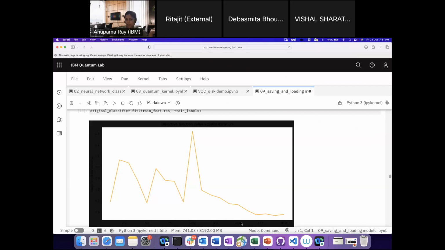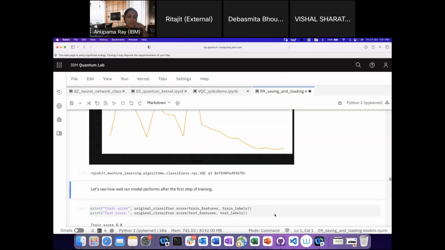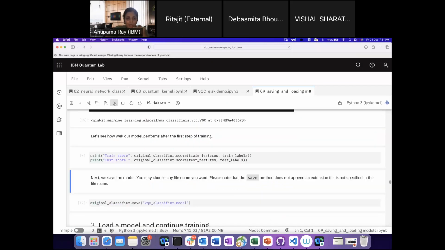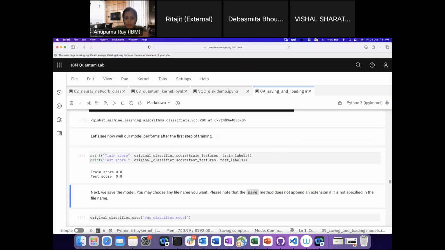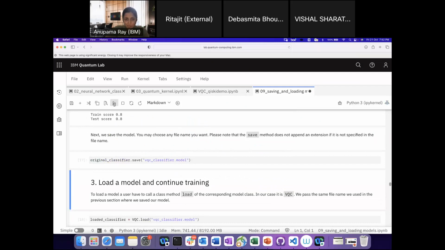So from here to here, you have come down, right, in terms of your y-axis. And so that's what you see. And so now you can actually test it on your train data and test it on your test data, and you see okay, you're being able to do an 80% job. And now you want to save this model. So all you do is you have the .save function and you save this model, right?